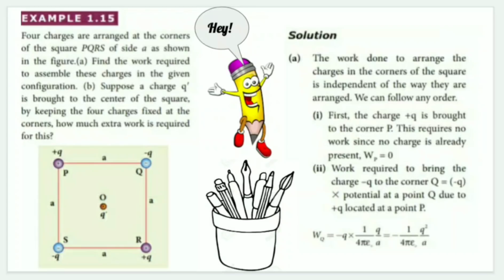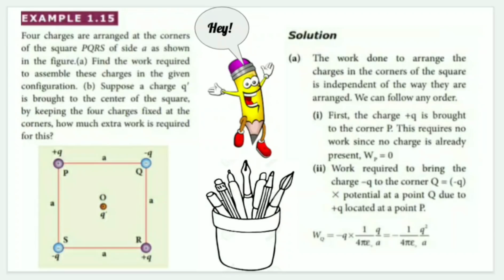Look into this square given over here, PQRS, right? Let us start from P. First, in order to place the plus Q charge at the point P, there is no need for us to do any work. So the first subdivision is WP is 0. Now what is WQ? Work done to bring the charge minus Q to the point Q. In order to do that, you should take the charge and multiply it with the potential because of the previous charge. We know the rule, right?